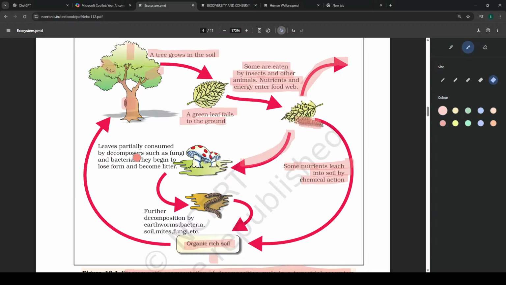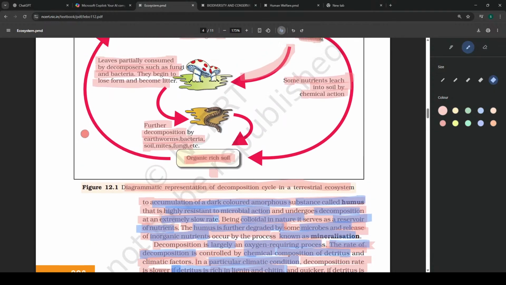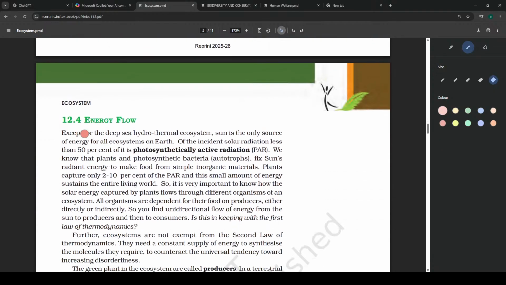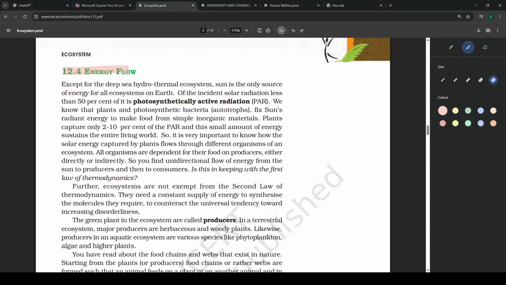Next, leaves partially consumed by decomposers such as fungi and bacteria begin to lose form and become litter. Further decomposition by earthworms, bacteria, soil mites, fungi, etc. will also give an organic rich soil. And what will organic rich soil give? It will give more nutrition to the plants. Okay, it's very simple. Let's go to energy flow.